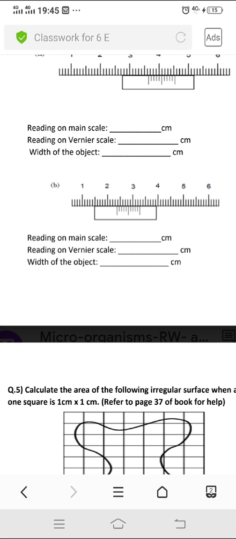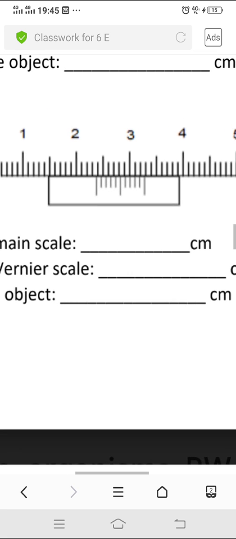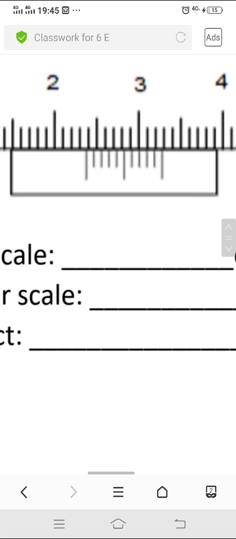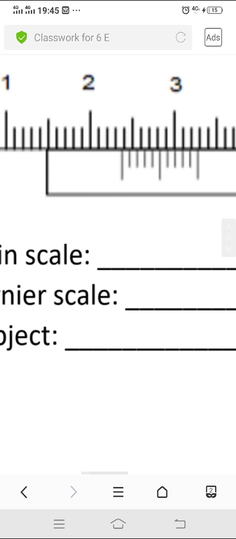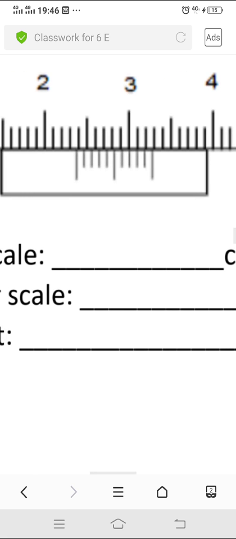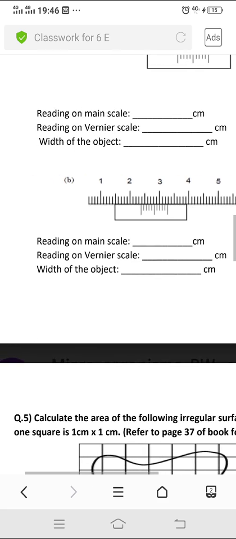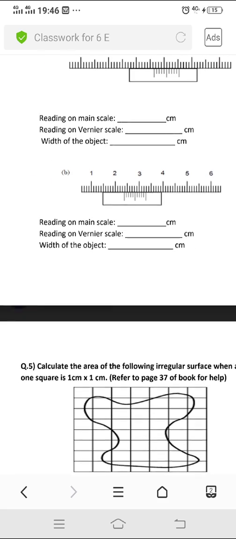Now reading on main scale. So this is again another practice question. I think now you can do it yourself. Take the reading from the main scale, take the reading from the vernier scale. I'm going to help you with the reading on the vernier scale so that you understand it better. So you're going to look at the line which exactly coincides. So 0, 1, 2, 3, 4, 5, 6, 7, 8, 9, 10. Or why don't you do it yourself? Just practice it and then get the answer checked, right?